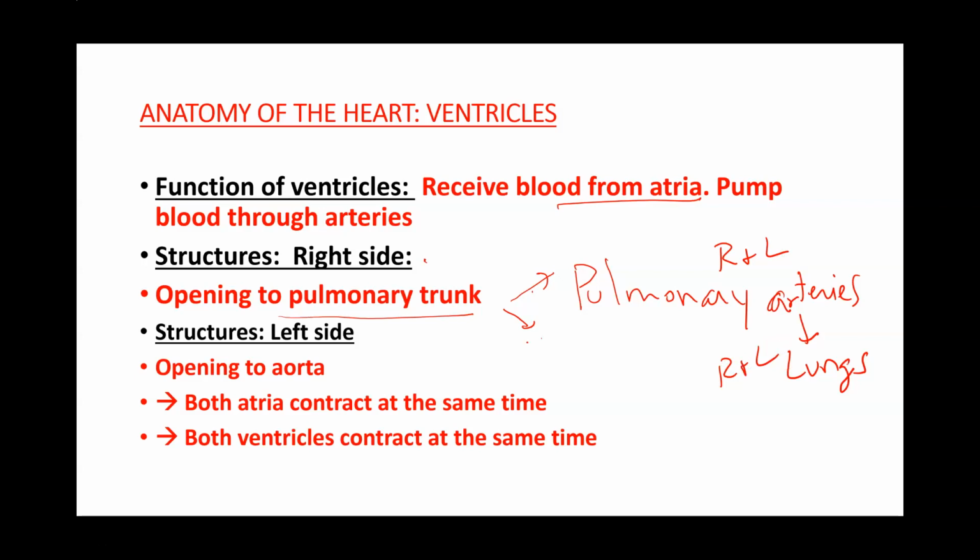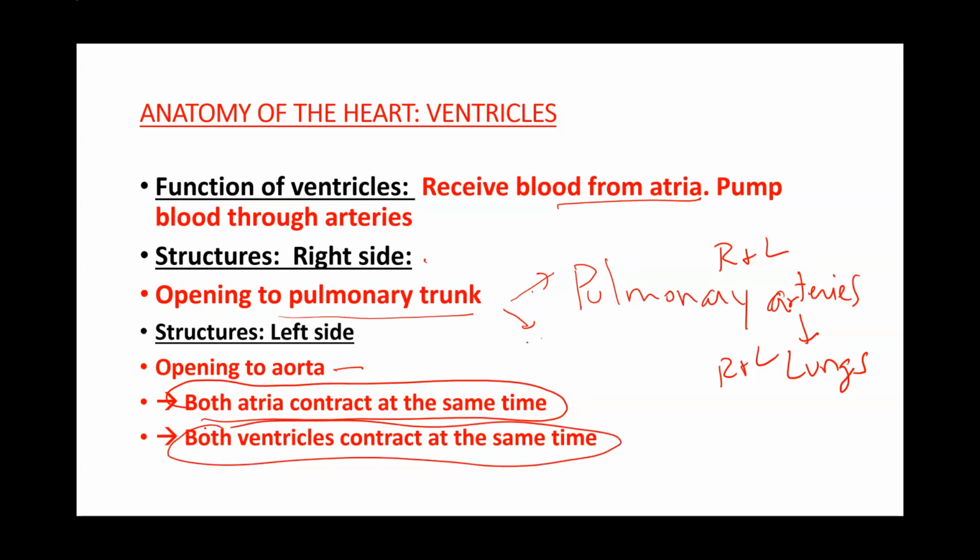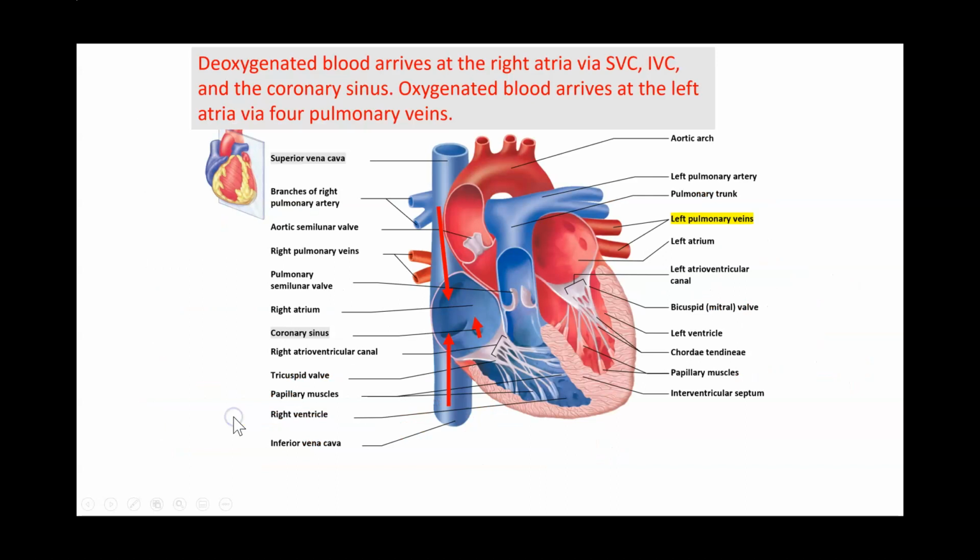On the left side, the left ventricle is going to have the opening to the aorta and past the aortic semilunar valve. Notice that both atria will contract at the same time. Both ventricles contract at the same time. So there is a coordinated movement of the atria first, then the ventricles second. While the atria are relaxed, then the entire heart relaxes and the whole process begins again.